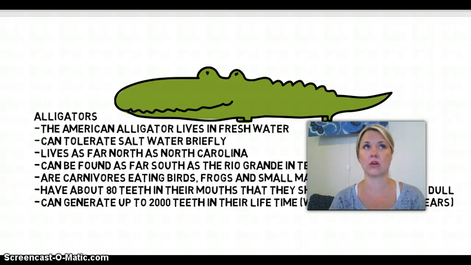A large male alligator lives in isolation, and smaller alligators can live in groups. You'll usually find, they say, females and smaller male alligators in groups, but larger ones are solitary.